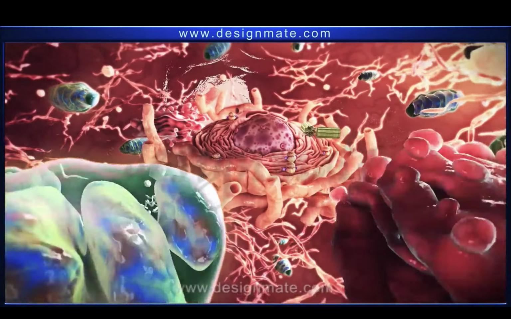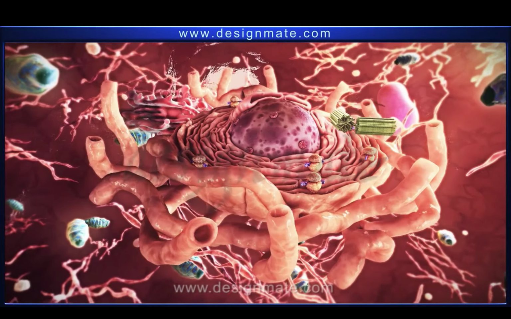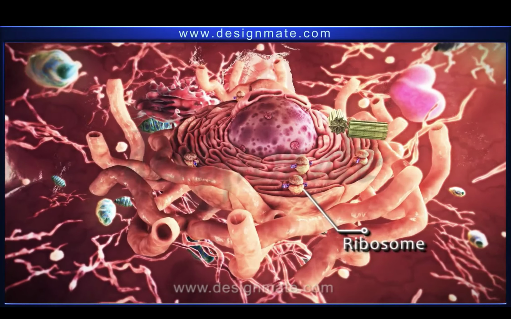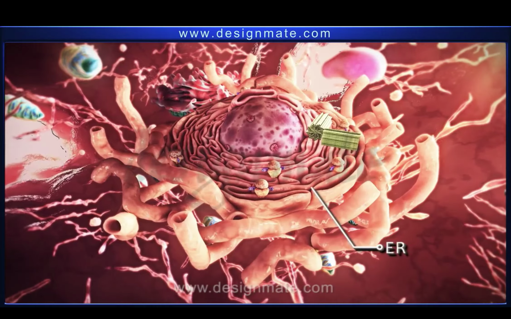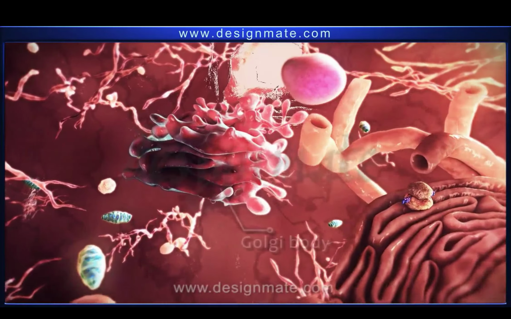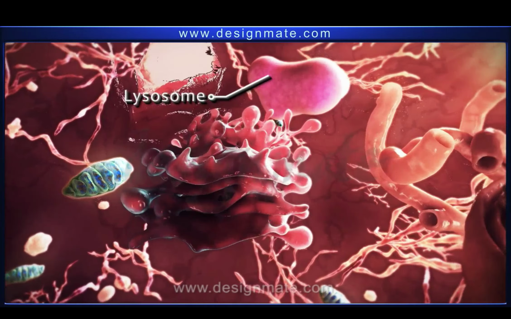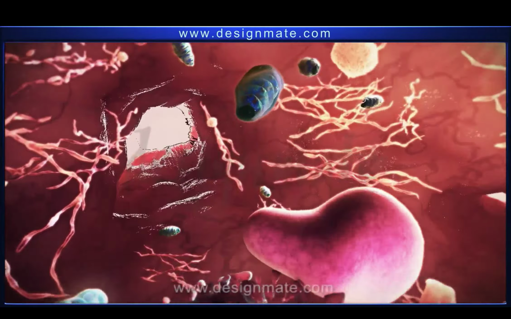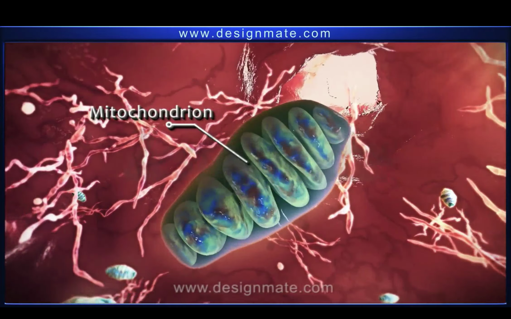The most prominent one is the nucleus. Around the nucleus, we find some ribosomes and a network of tubes called ER. Other organelles seen in the cytoplasm are the Golgi bodies and the lysosomes. We also find mitochondria in the cell, which provide the cell with the required energy.